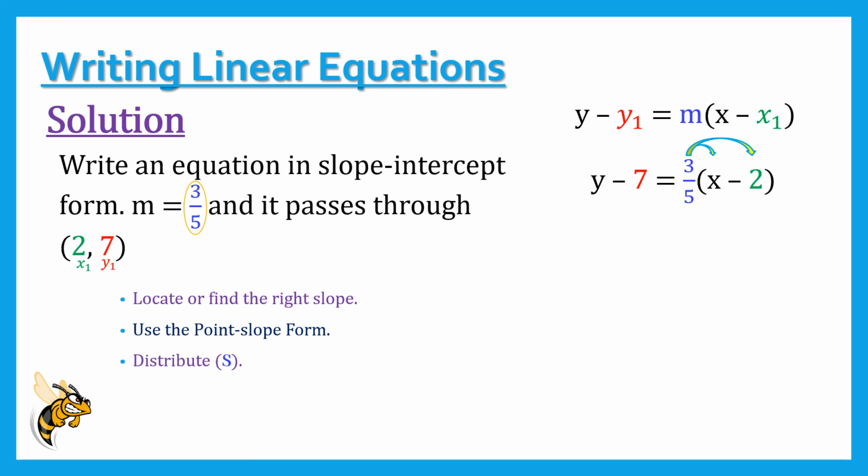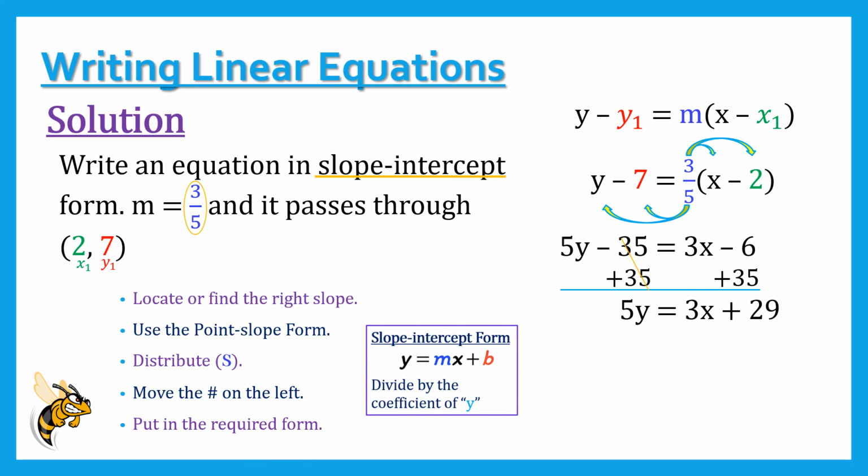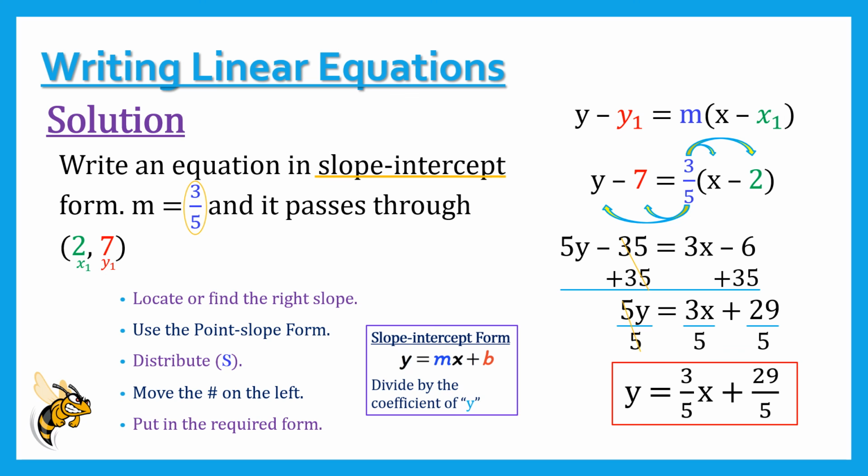Then we want to distribute the 3. You can see over the parentheses, so it goes to the right, and the 5 goes to the left. So it shapes like an S. So we end up with 5y minus 35 equals 3x minus 6. Then we move the number on the left, which is to add 35 in this case. So we have 5y equals 3x plus 29. And since it's slope-intercept form, we have to divide by the coefficient of y, which is 5. So y equals 3 over 5 x plus 29 over 5. And that was the final answer.